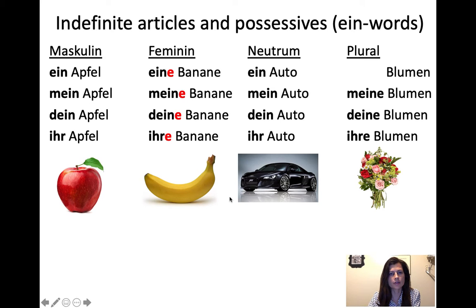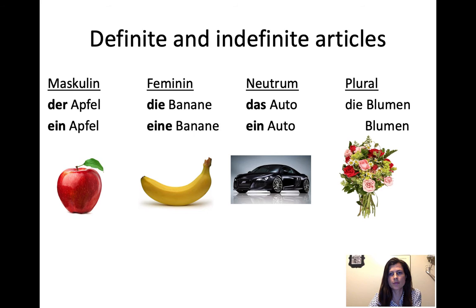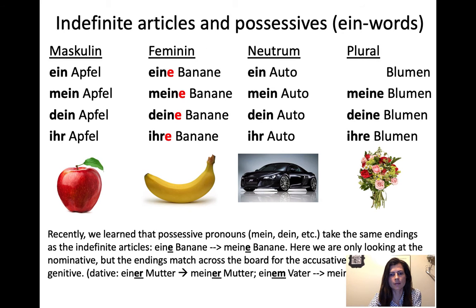So one way to call them is ein words, because it's ein, which is the indefinite article, and then mein, dein, ihr, meine, deine. So these are indefinite articles and then the possessives, and they're known as ein words in one way. And then we learned the possessive pronouns, mein, dein, etc. They take the same endings as indefinite articles.